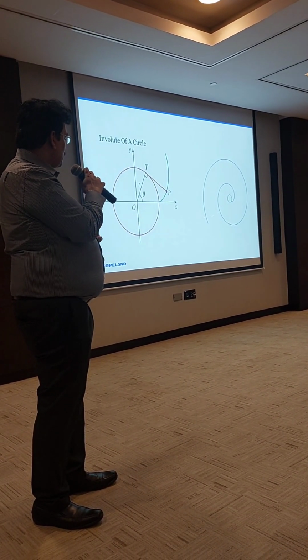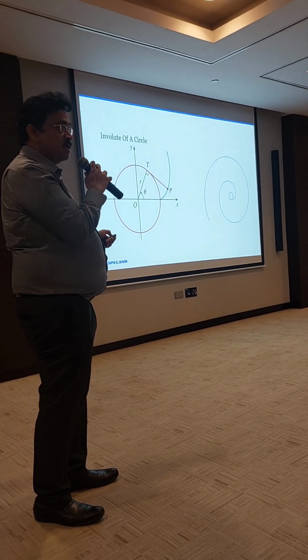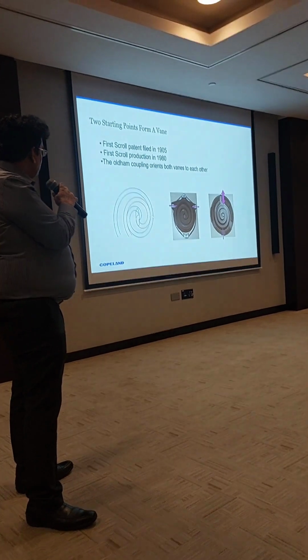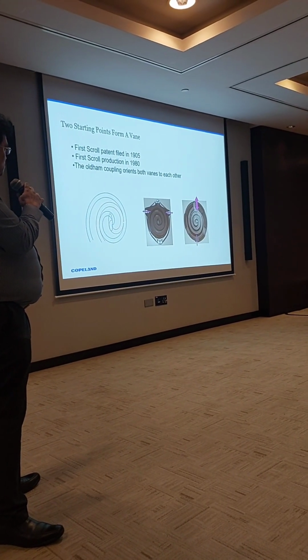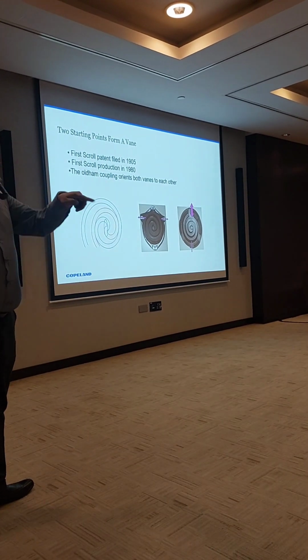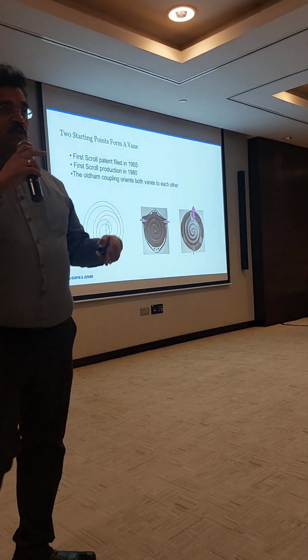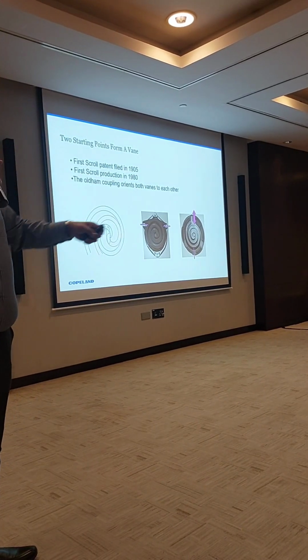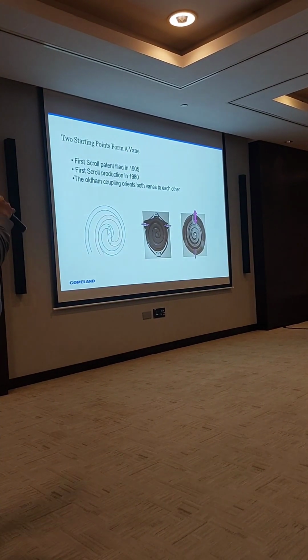It will be forming one more spiral, right? So these two spirals will be meeting at particular points. You can see these two threads will be meeting at this point, this point, this point. So that's how the scroll compressor design is formed. You take the thread from a different location, and then this forms this particular design.